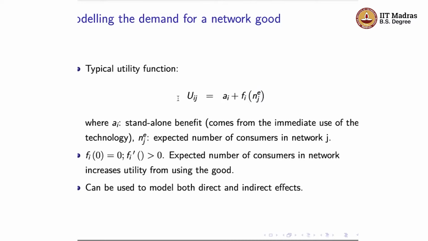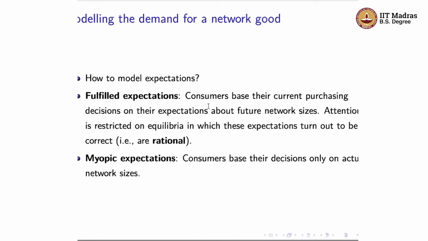What about the indirect effects? So imagine that I am thinking of buying Mac OS. So if a lot of other people are also using Mac OS, then there is more incentive for the developers to actually produce software that can be used on Mac OS. And therefore, my utility from using Mac OS is going to go up, right? So it can be used to model both direct and indirect effects.